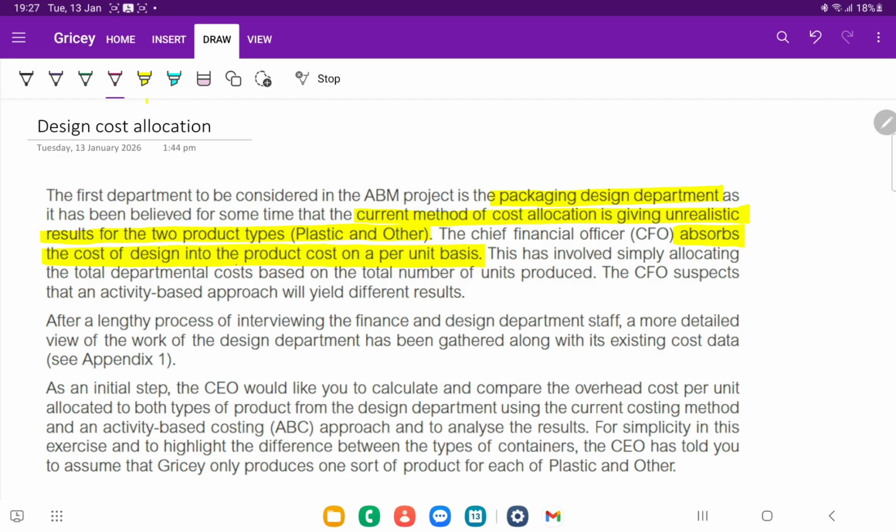That means we are dividing total cost, total overheads, by the budgeted production or budgeted output, right? This has involved simply allocating the total departmental cost based on the total number of units produced. That means total cost divided by total number of units. The CFO suspects that an activity based costing approach will yield different results because ABC allocates cost on the basis of multiple cost drivers. So the CEO believes that it's going to be different if the company switches to ABC, right?